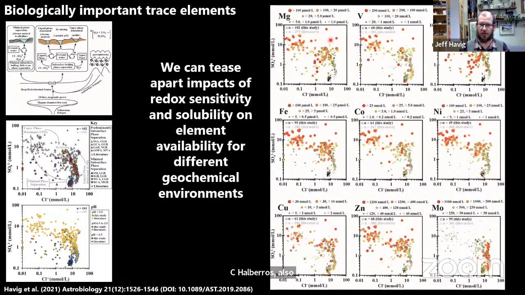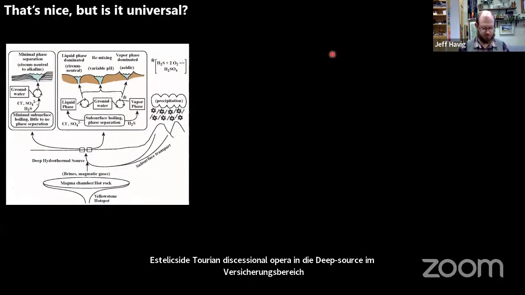And one in particular I want to point out is magnesium, as a divalent cation, which is important for oxygenic photosynthesis. We have higher concentrations in the acidic sites where we have dissolution of local rock, relatively low in the deep source and residual liquid phase. So we actually have a depletion of these divalent cations. So keep a pin in that.